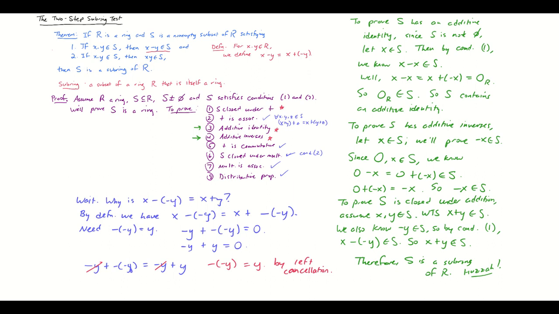So from now on, anytime I want to prove something is a subring, all I have to do is establish that it's non-empty, establish it's closed under subtraction, establish that it's closed under multiplication. And at that point, all of the other properties of a ring follow.